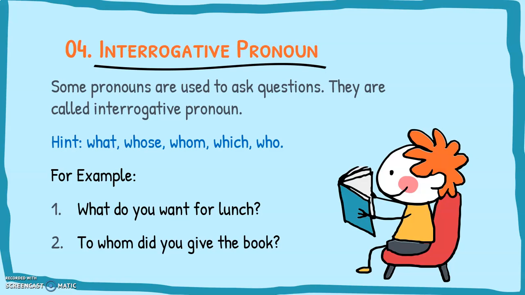Now what is the difference between the relative pronoun and interrogative pronoun? In a relative pronoun, the hint words always come in between the sentence, and in an interrogative pronoun, they always come at the start of a sentence. In the first example, see what is at the start and there is always a question mark at the end. Next is whom. So whom is there and it has a question mark in the sentence. So these are the examples of interrogative pronoun.